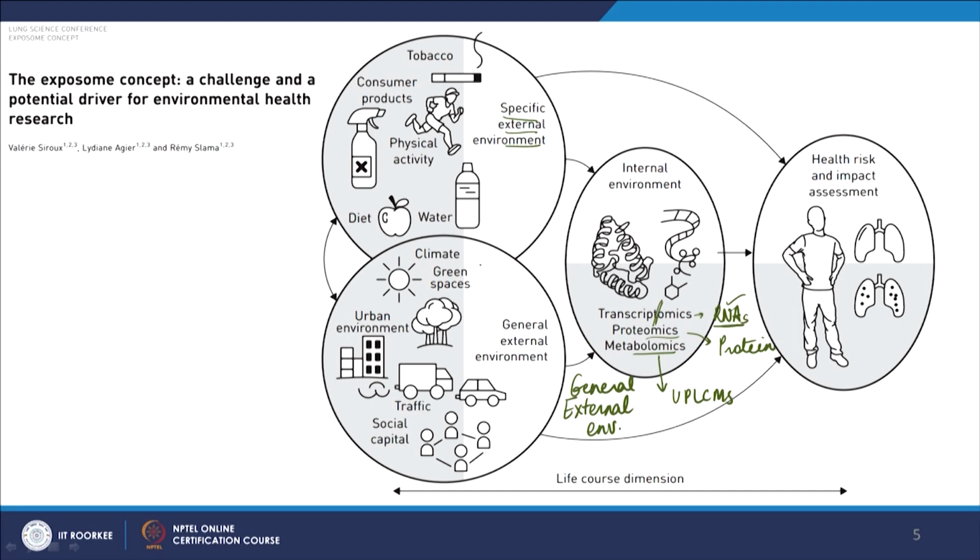Using data from the general external environment, specific external environment, and very specific internal environment, over the life course, and under the dimension of life course, we now understand better the health risk and impact assessment. What is this person likely to get as a disease? Here I am talking about personal risk, but we can also isolate the specific or general external environmental cues or internal environmental cues which result in a particular disease, and what is the probability we will get a disease if we are using this consumer product versus another consumer product. So, these exposome studies are very useful for risk assessment and health impact assessment.